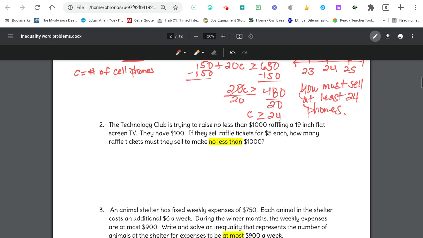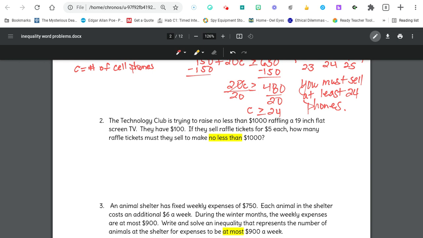All right, two, the Technology Club is trying to raise no less than $1,000, raffling a 19-inch flat screen TV. They have $100. That's all they have. If they sell raffle tickets for $5 each, how many raffle tickets must they sell to make no less than 1,000? Okay, so how many raffle tickets? I always go to your question. T for number of tickets.